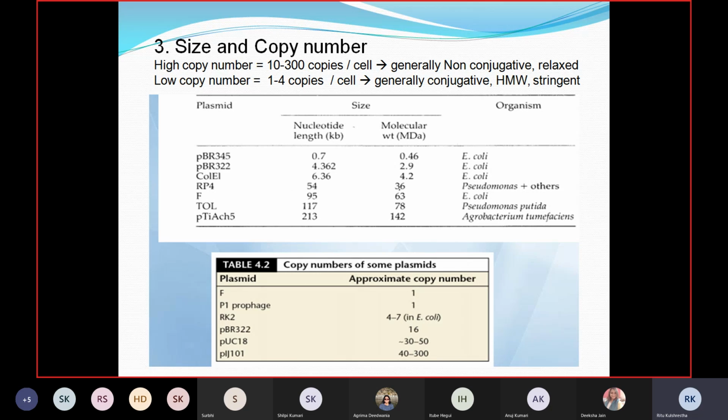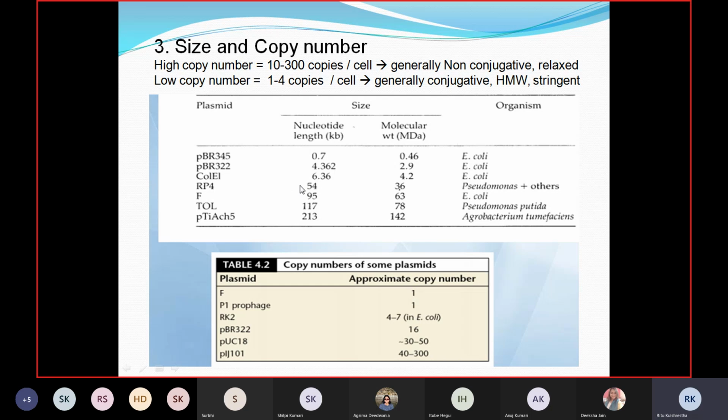One very important point with respect to plasmids to be used as vectors is their size and copy number. So generally, you prefer a plasmid vector which is very small in size. Why am I mentioning that? Because naturally occurring plasmids range from, let's say, 0.7 kb to more than 200 kb. So generally you will prefer a plasmid vector which is very small in size.